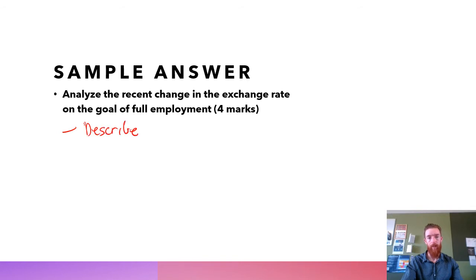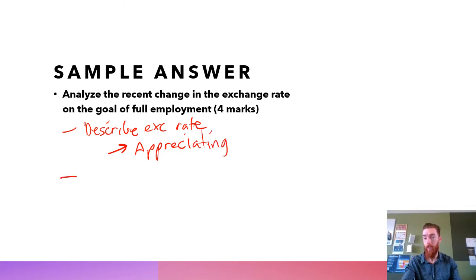So the rate at which one currency can be exchanged for another. You'd say it's been appreciating. And if you could work it out off the graph, you would say that's appreciated to about 77.5 US cents. Then you'd say the impact of an appreciated exchange rate on aggregate demand.